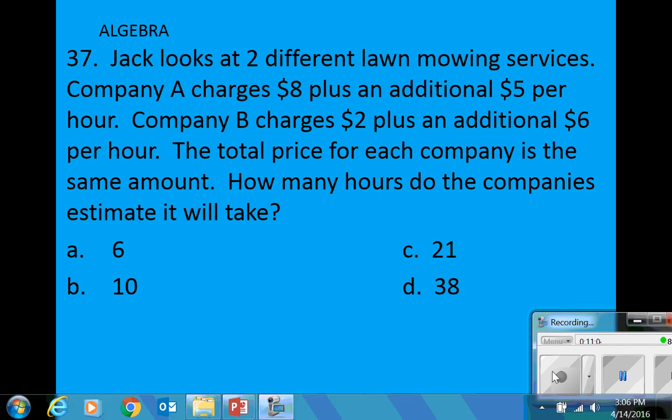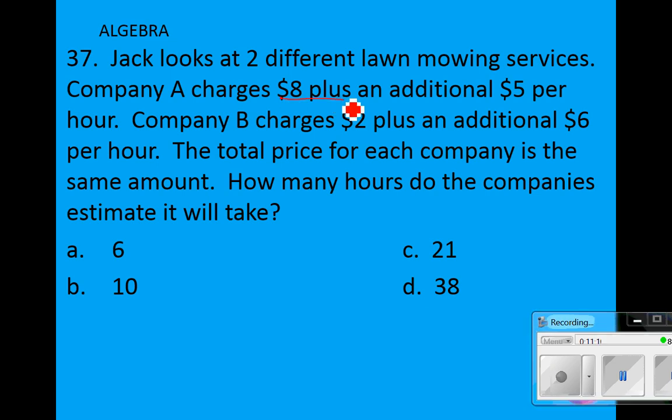Since we have two companies, we're going to write two separate equations. So company A charges $8 and then $5 per hour. Per hour means that's going to be the m because it's occurring over and over again. And the $8 is the initial fee. So I'm going to do y equals 5x plus 8. Company B charges $2 plus $6 per hour. Again, the per hour is going to be the m, and the $2 will be the fee. So y equals 6x plus 2.